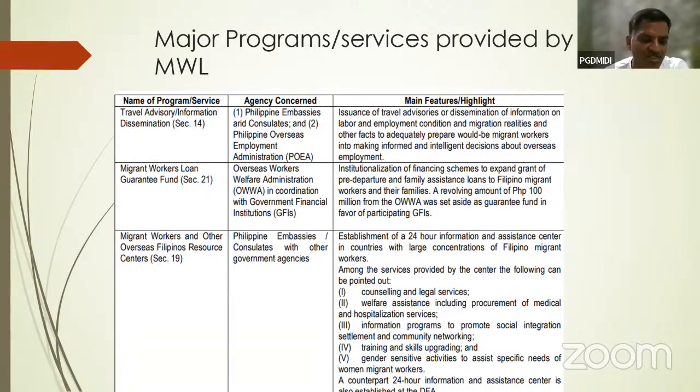For example, we also have pre-departure and many other services, but the kind of service they give is very advanced. There are travel advisories and information dissemination, and they have an agency for that, the Philippine Overseas Employment Administration. They take care of all these things. The main features are issuance of travel advisories and dissemination of information on labor and employment conditions, migration realities, and other facts to adequately prepare would-be migrant workers to make informed and intelligent decisions about overseas employment.